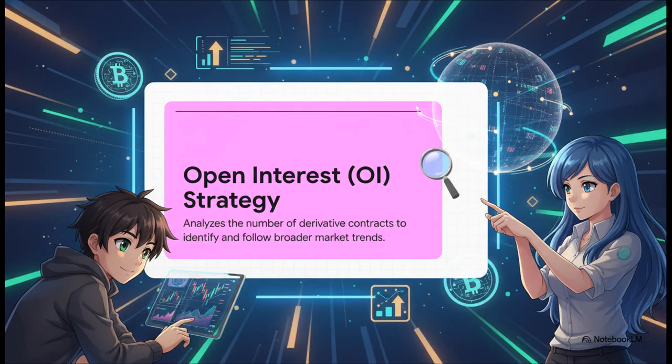And last but not least, we have the open interest strategy, or OI for short. Now this one's a little more sophisticated. It's not just looking at price action. It's trying to read the room of the market. It analyzes all those derivative contracts to get a feel for the overall market sentiment, identify a big established trend, and then just go with the flow.